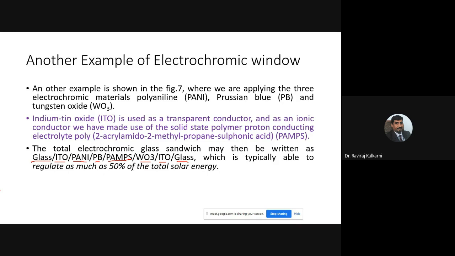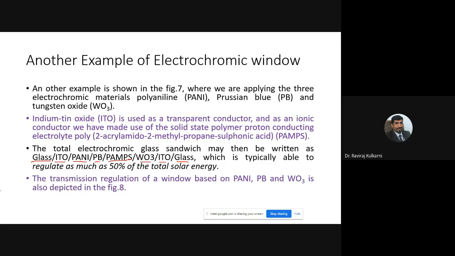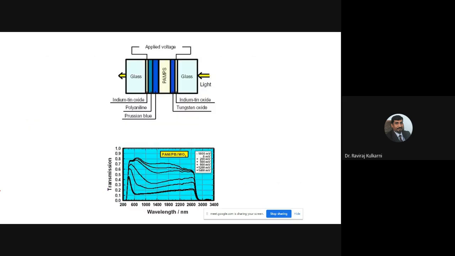They are working on this, which is typically able to regulate as much as 50% of total solar light. In this example, they have demonstrated that it can reduce 50% of total solar energy. The transmission regulation of the window based on polyaniline, Prussian blue, and tungsten oxide is also shown in this figure.